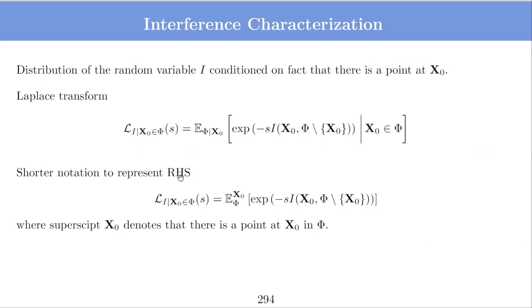Sometimes people represent this in a shorter way, using the Palm probability notation. Instead of writing this conditioning, they just say the expectation with respect to phi, conditioned on a point x0, of exponential minus sI. And we know that this superscript represents the Palm probability, which means this expectation is computed with the condition that there is a point at x0 in phi.